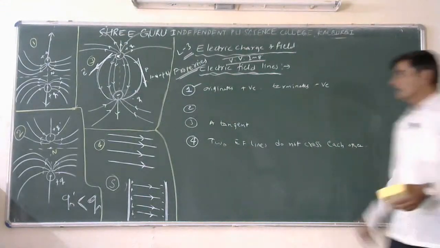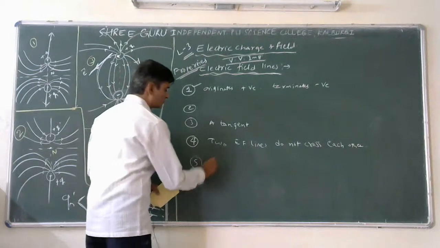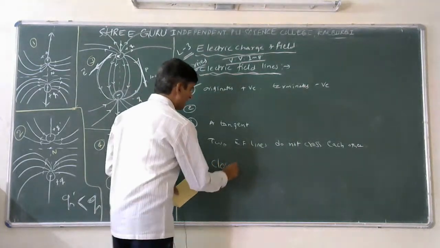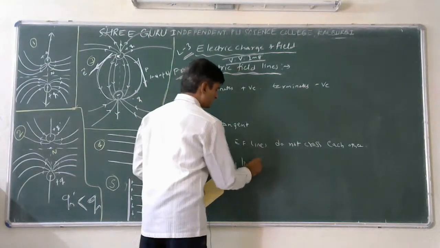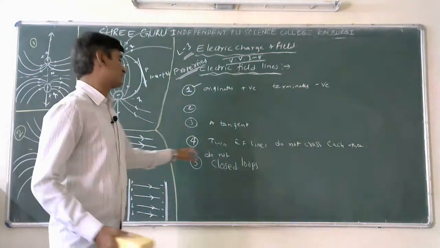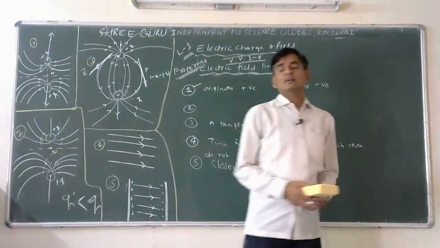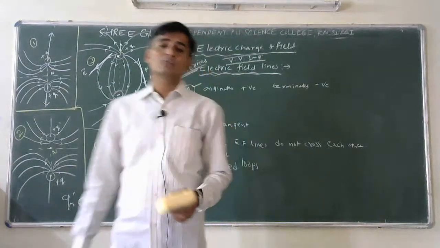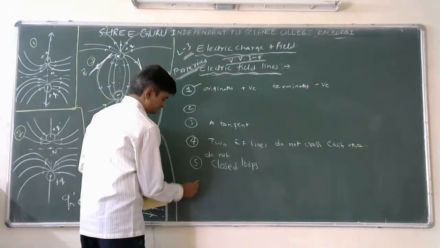Understood? And next, electric field lines do not form closed loops. They will not form a closed loop. So two electric field lines do not cross each other, and electric field lines do not form closed loops.